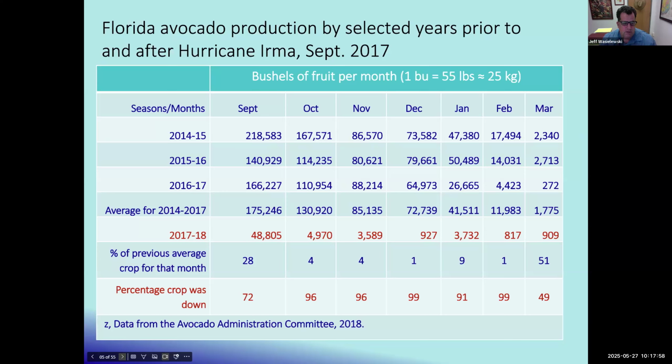So the second red line below is the percentage the crop was down for September, down 72%. October, down 96%. November, 96. December, 99%, 91, 99, and then 49. So that Category 2 storm did major damage to the crop for the year.